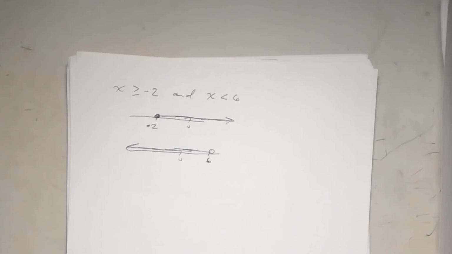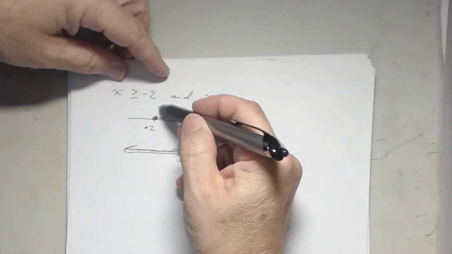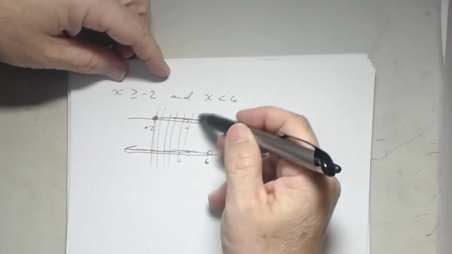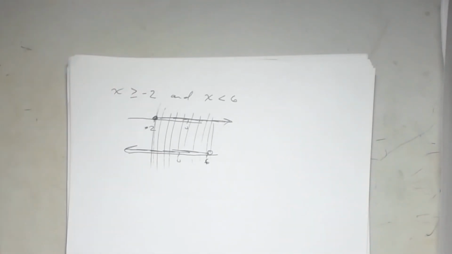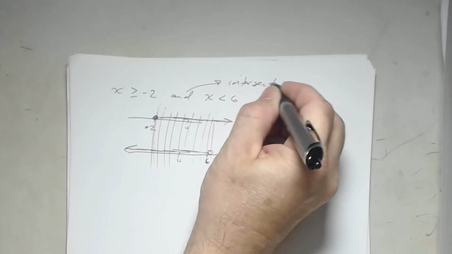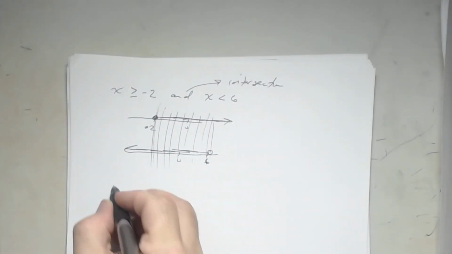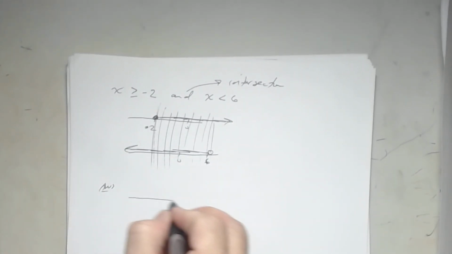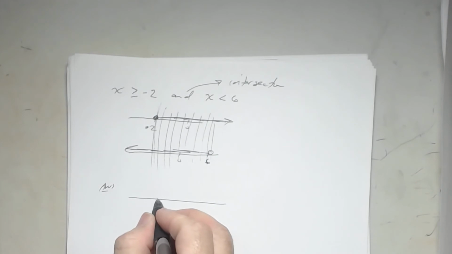they have in common. Because this is an AND statement, right? So you're looking for the intersection. Intersection. So what do they intersect? They intersect between -2 and what? 6. That's where they intersect. So remember, AND means intersection. Intersection.